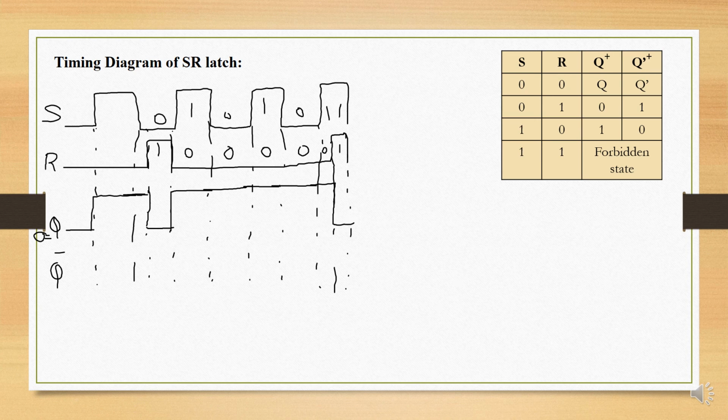While writing the complementary output, until the forbidden state, it remains the complement of Q. So I am just writing the complementary waveform following the Q output. Now the forbidden state at the last timing instant is this. So here we have a forbidden state where output remains at 0 itself. So here we have to write the 0 state representing the forbidden state. So this is the timing diagram for SR latch.